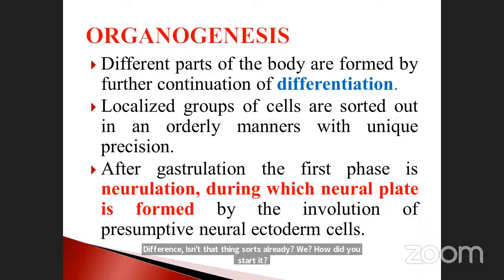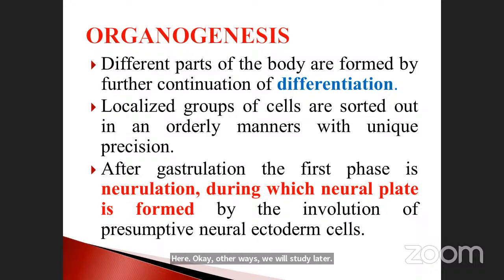Okay. So likewise, each and every cell is modified into a different organ. That condition is called differentiation. Okay. We will see that. Localized groups of cells are sorted out in an orderly manner with unique precision.